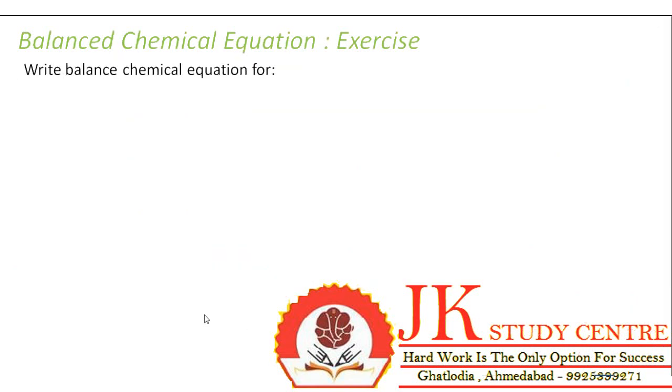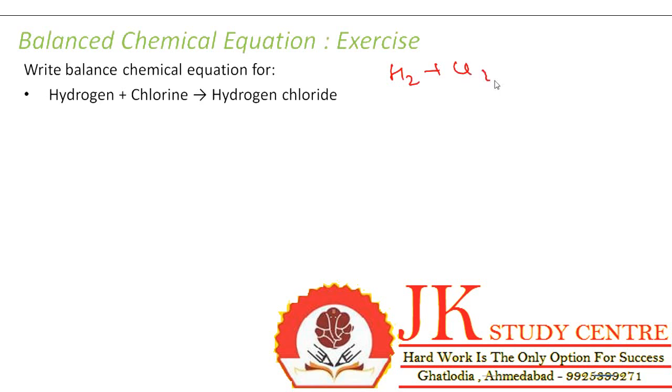Now let's take some more examples. Here you write a balanced chemical reaction for hydrogen plus chlorine is equal to hydrogen chloride. So we have hydrogen, we have chlorine, both two gases, right? We know that H exists in H2 form, chlorine exists in Cl2 form. This gives HCl. Now it is not balanced, you have to balance it.